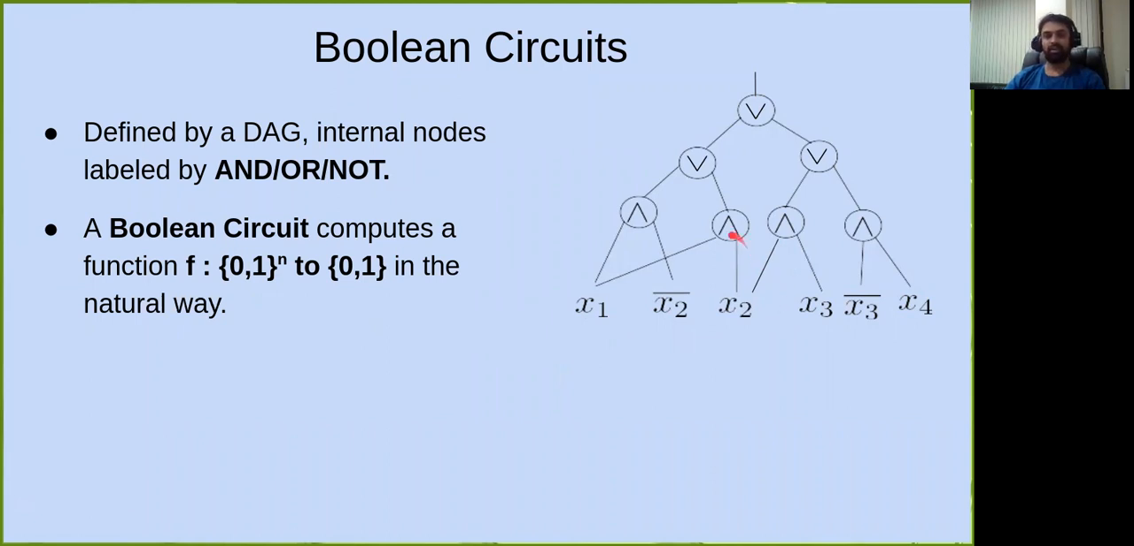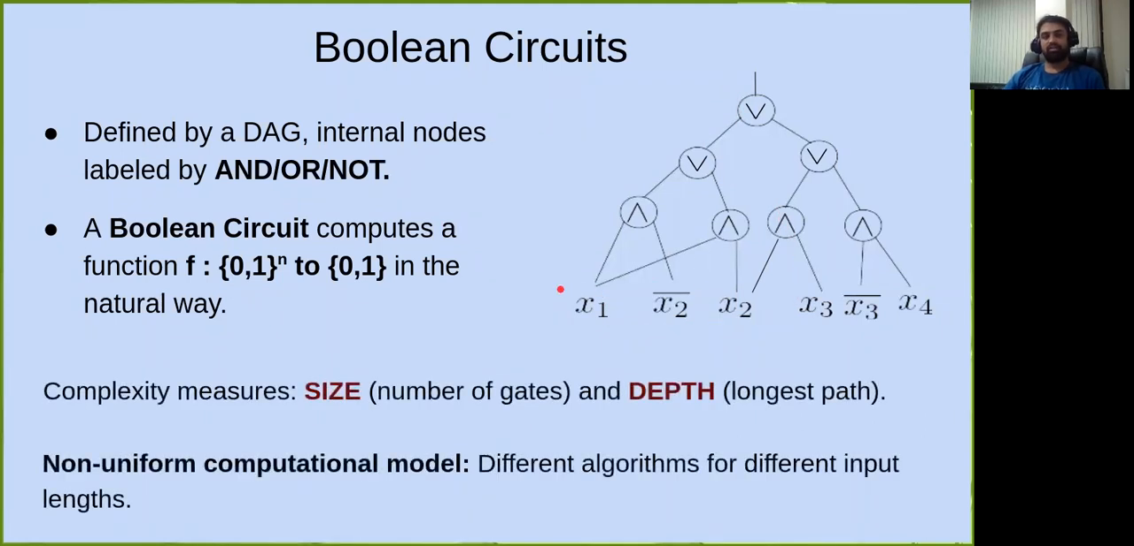Typically, a Boolean circuit consists of AND, OR, NOT as its gates, but it could also include some other functions as part of its gate set. Commonly used complexity measures include size, which is the number of gates in the circuit, and depth, which is the length of the longest path from the output of the circuit to any of the inputs.